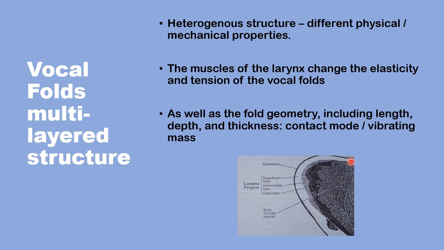Vocal folds are heterogeneous structures with several layers of material with different physical and mechanical properties, including the muscle core and lamina propria with 3 different layers, and the cover, and each of these has different physical properties. In addition, the muscles of the larynx can change the elasticity and the tension of the vocal folds, and also the geometry of the vocal fold, including the length, the depth, the thickness of the contact area, the contact mode itself, that is the vibrating mass of the vocal folds. That's why the vocal folds should be expected to have an infinite number of eigenfrequencies and eigenmodes.